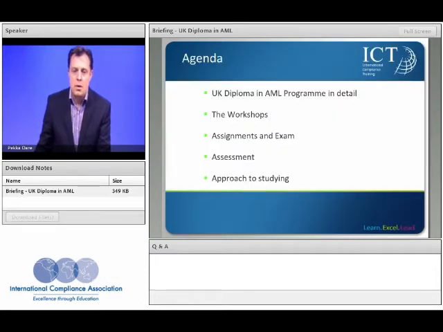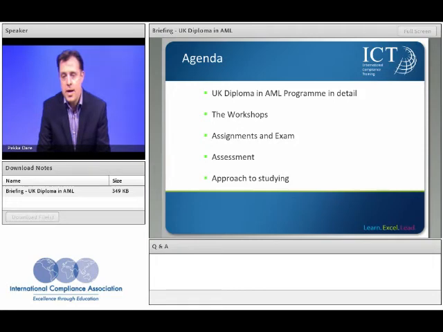So let's start by just reviewing the agenda. We're going to talk about what the UK Diploma in Anti-Money Laundering is all about. Then we'll look at the workshops, what they entail, the assignments and the exam, and link to that the assessment as a whole. And then we're going to have a look at maybe some ideas about the approaches you would take to studying the qualification.